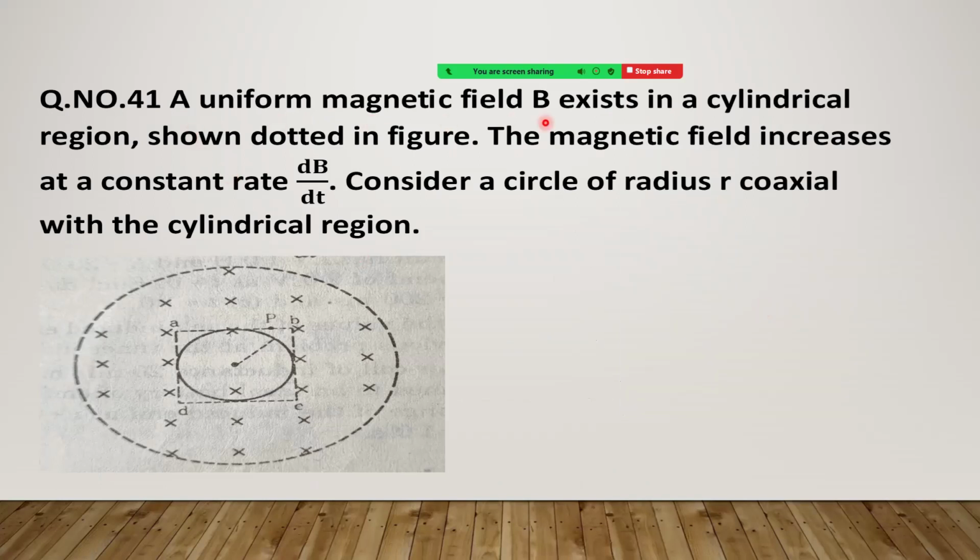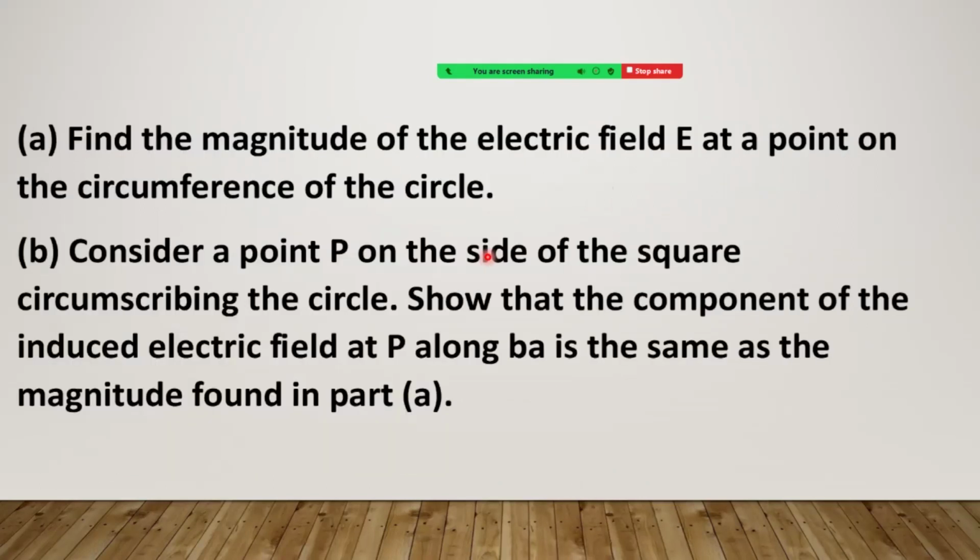A uniform magnetic field B exists in a cylindrical region shown dotted in the figure. This is now a cylinder. The magnetic field increases at a constant rate dB by dt. Consider a circle of radius r coaxial with the cylindrical region. Find the magnitude of the electric field E at a point on the circumference of the circle.